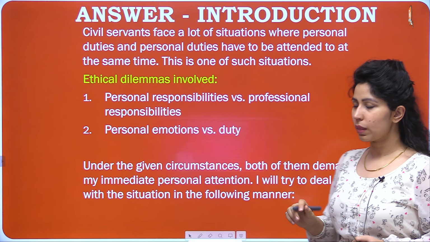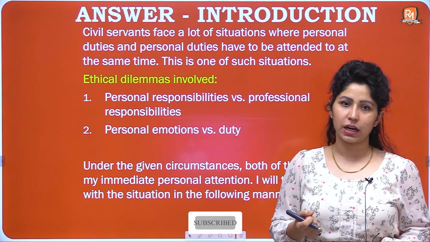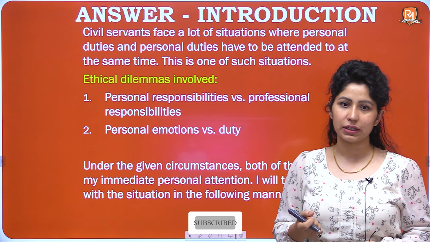So, first of all, we'll write a very brief introduction, that civil servants face a lot of situations where personal duties and professional duties... Sorry for the mistake. Here it has to be professional duties. The word has to be professional here, where personal duties and professional duties have to be attended to at the same time. So, don't write the word conflict here, because this is not a conflict of duties, it is just that you have to attend to both the duties at the same time. Don't use the word conflict.